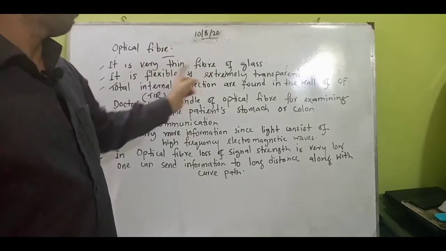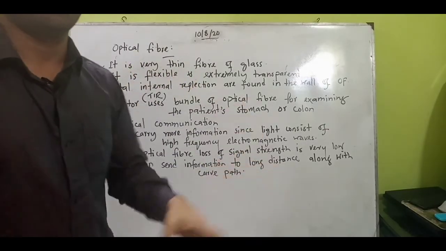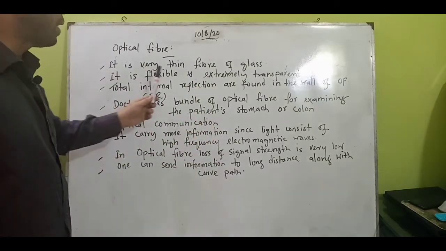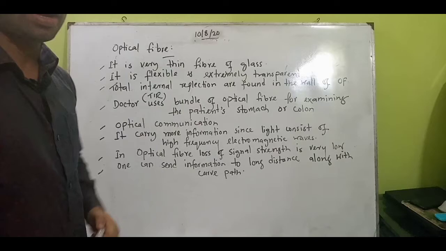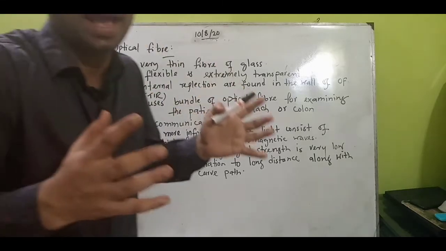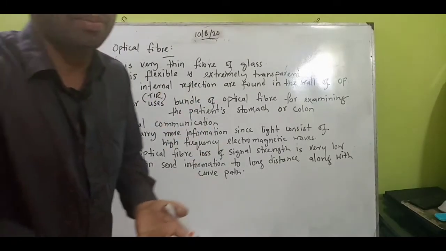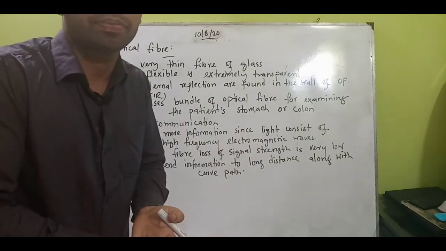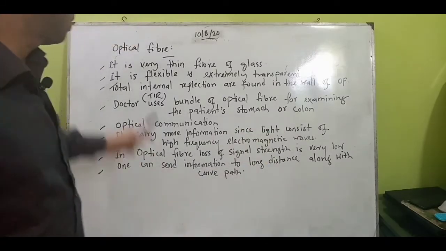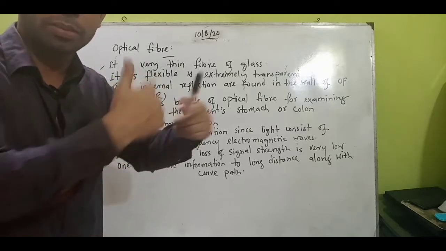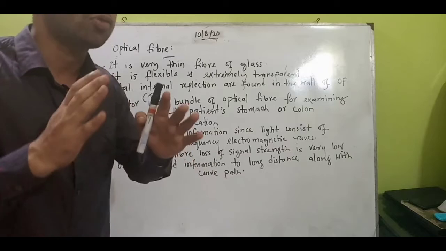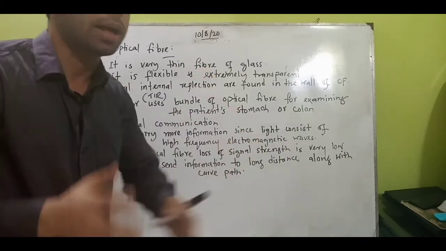Okay, optical fiber is a very thin fiber of glass. It is flexible and extremely transparent. Many of the students made a mistake here, since they think that because it is made of glass, it is very rigid. No, it is flexible. That means though it is made of glass, a thin fiber, it is flexible and extremely transparent, since it is made of glass.